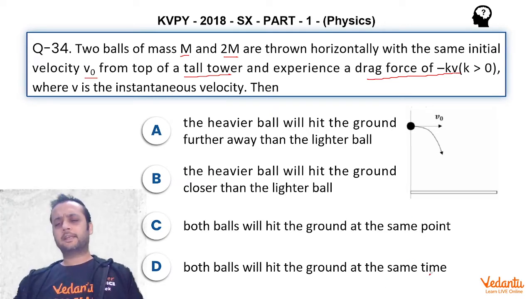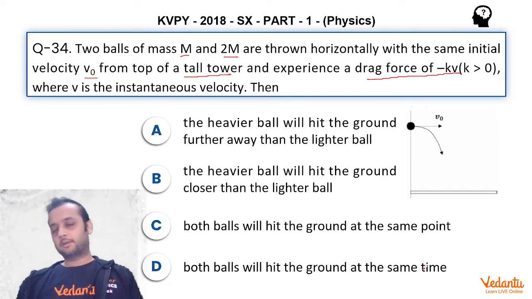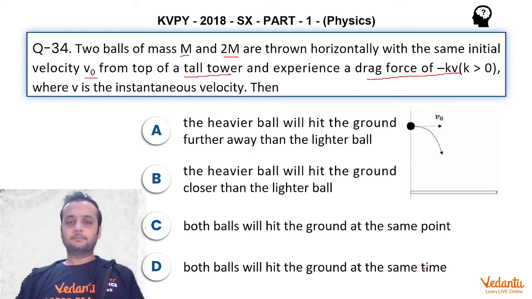This, of course, will not be correct because in the y direction, both of them will have different accelerations. Gravity will be the same for both of them, but since the masses of the balls are different, the balls will have different accelerations in the y direction, and hence they will not hit the ground at the same time. But let's investigate whether the balls are going to hit the same spot, or whether one of them is going to go farther away from the tower. Okay, the tower is very tall.